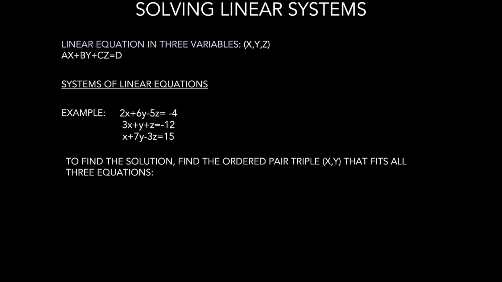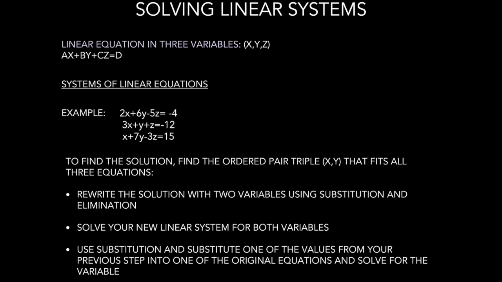First, rewrite the system with 2 variables using substitution and elimination. Next, solve your new linear system for both variables. Finally, use substitution: substitute one of the values from your previous step into one of the original equations and solve for the remaining variable.